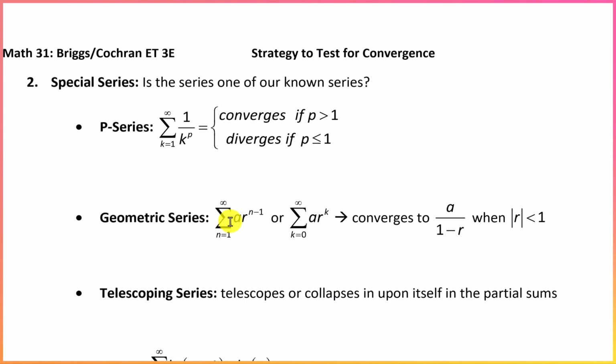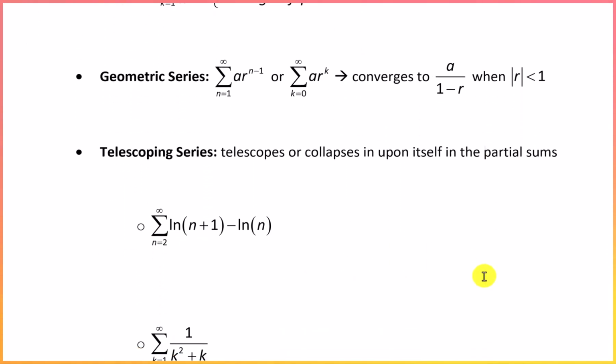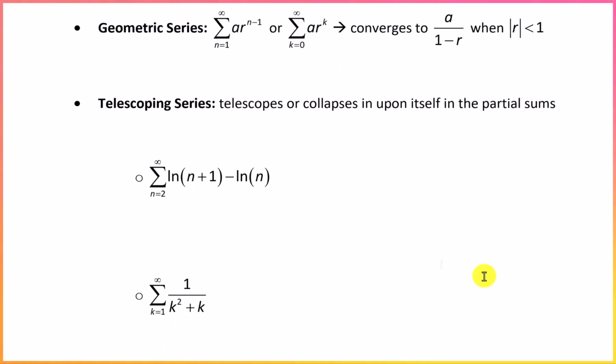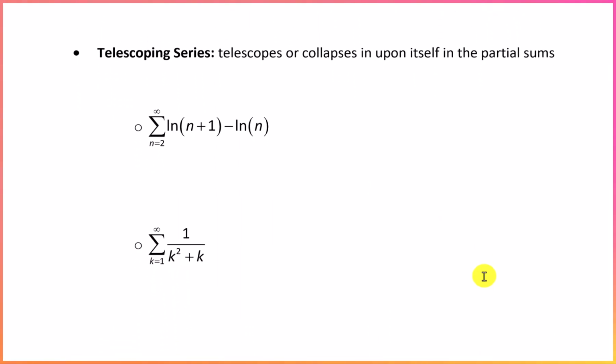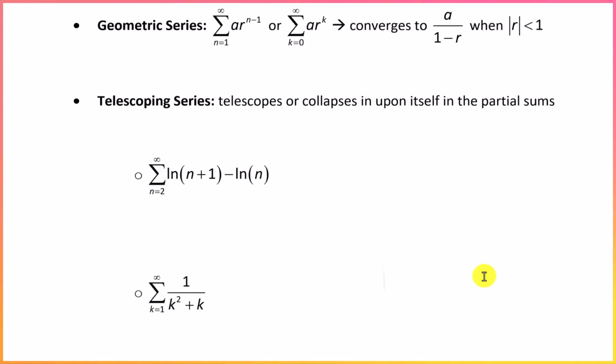Is it a geometric series? If it's a geometric series, we can determine by the common ratio, how that common ratio plays out relative in absolute value to 1. Or is it a telescoping series? Is it one that's going to collapse in upon itself in the partial sum? So here are some examples of telescoping series. I'm not going to go through those. We've discussed telescoping series in a different video, but those are two telescoping series.